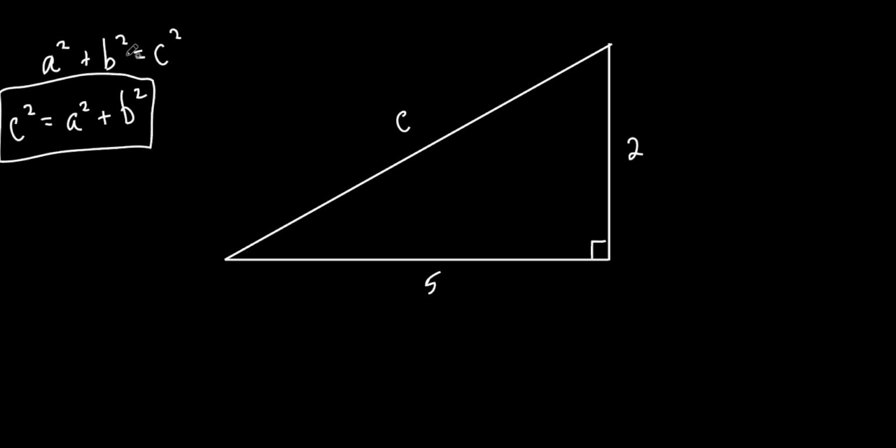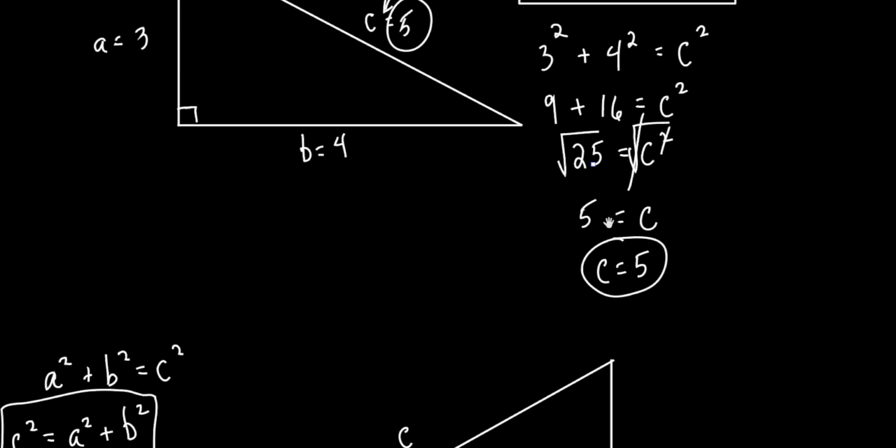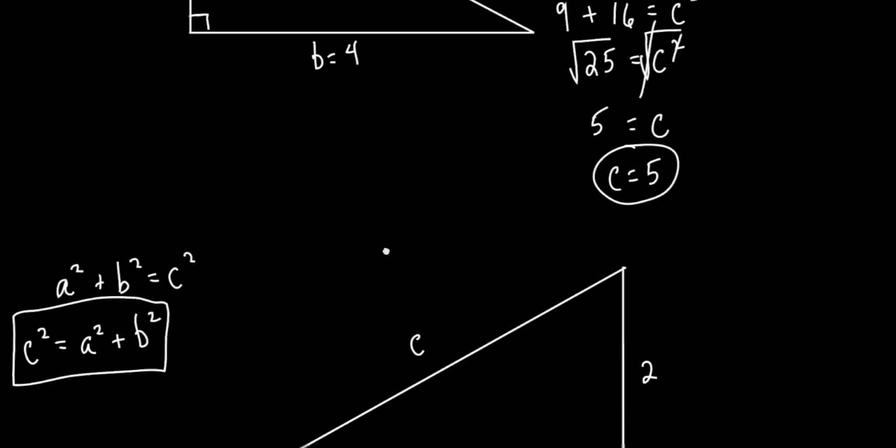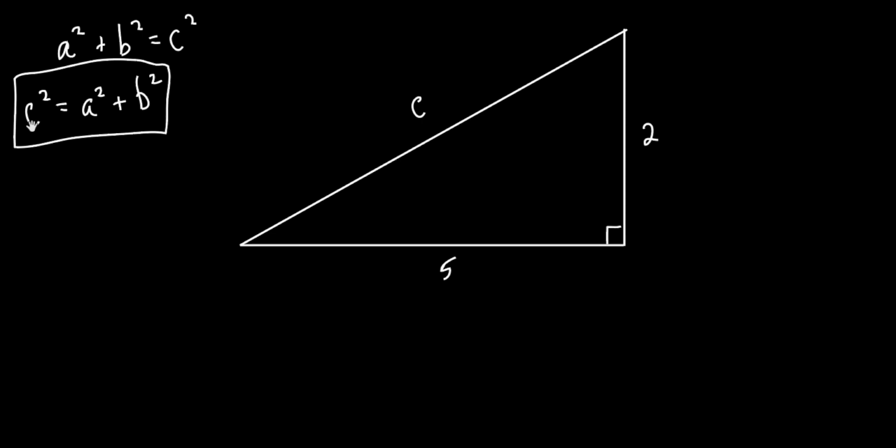Why would I use this one and not this one? Because remember the other one, we said 5 equals c right there. This one, since I'm solving for c, it'll be on the left-hand side already. I don't have to worry about switching it around. All right? So what are we going to put in here? Well, I don't know c, so I'm going to write c squared. Now, it doesn't matter which one you call a or b. All right? It makes no difference.